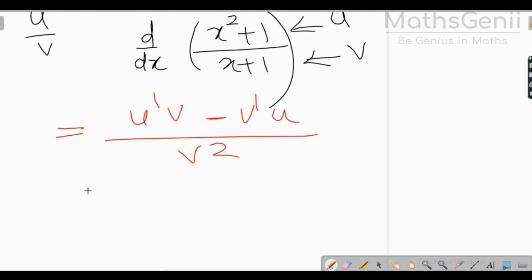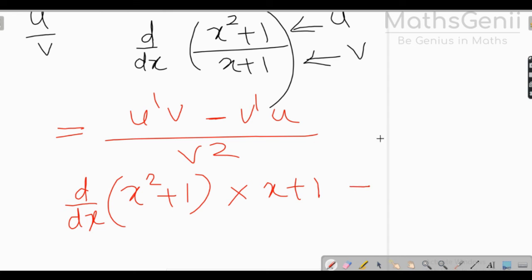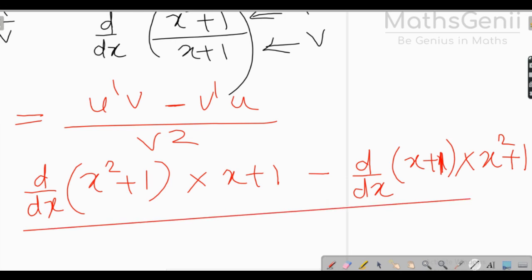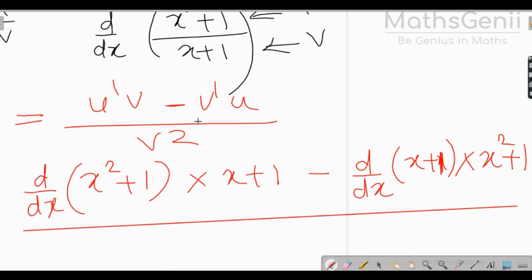U dash v. So d by dx of u, into what is v? Minus, what is v dash? V dash means derivative of v, into u as it is. U was what? x square plus 1, upon v square. So (x plus 1) square. Okay, so this is what you have.